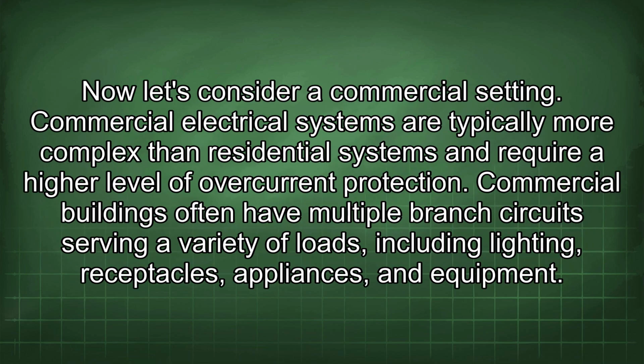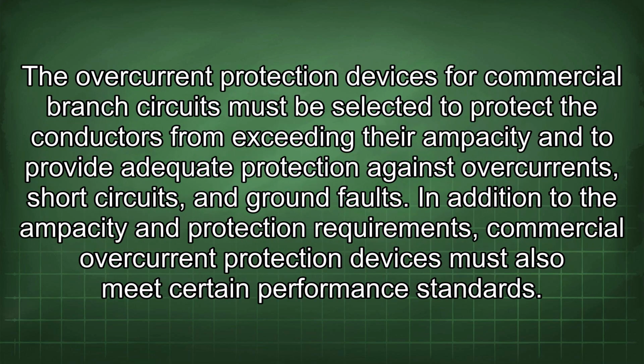Now let's consider a commercial setting. Commercial electrical systems are typically more complex than residential systems and require a higher level of overcurrent protection. Commercial buildings often have multiple branch circuits serving a variety of loads, including lighting, receptacles, appliances, and equipment. The overcurrent protection devices for commercial branch circuits must be selected to protect the conductors from exceeding their ampacity and to provide adequate protection against overcurrents, short circuits, and ground faults.